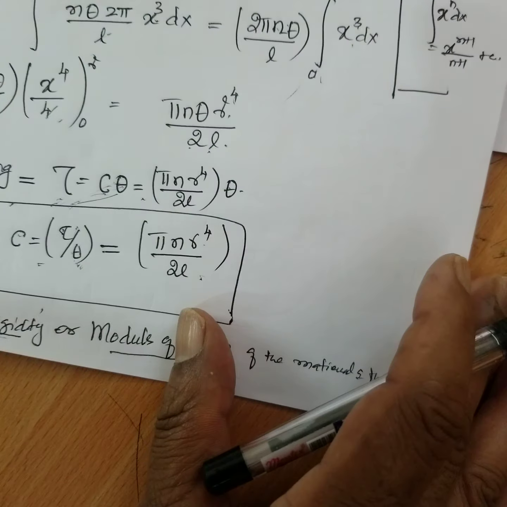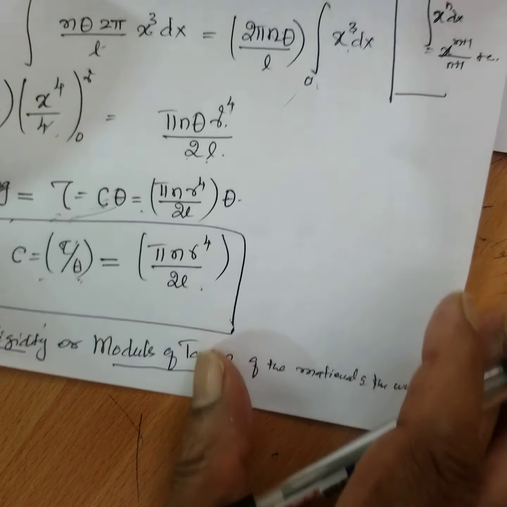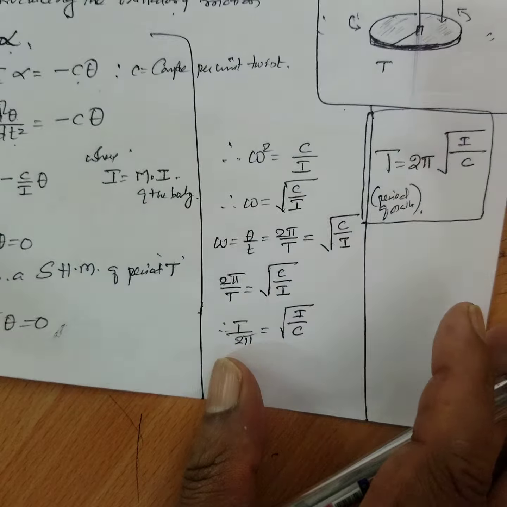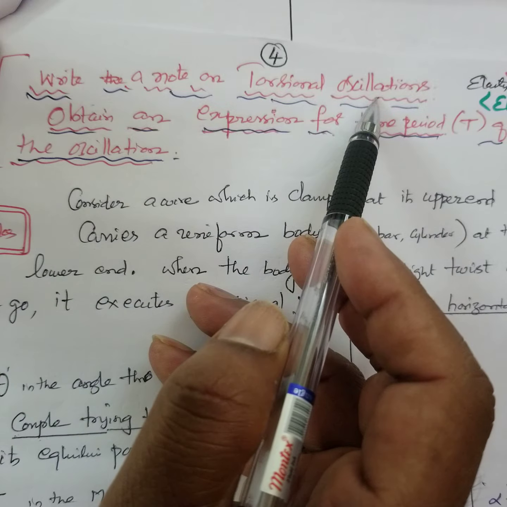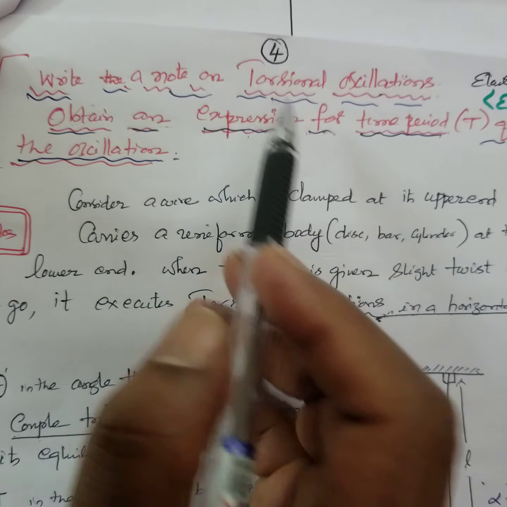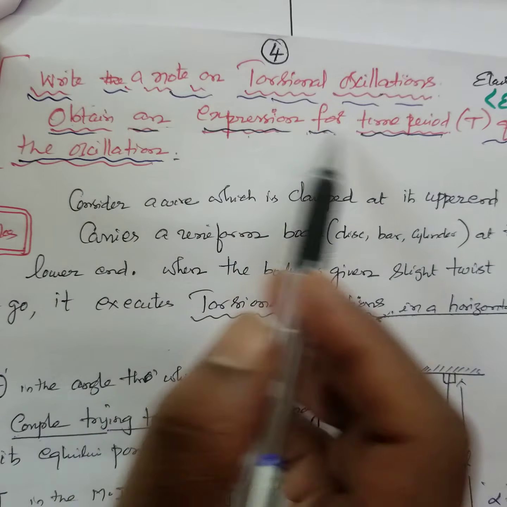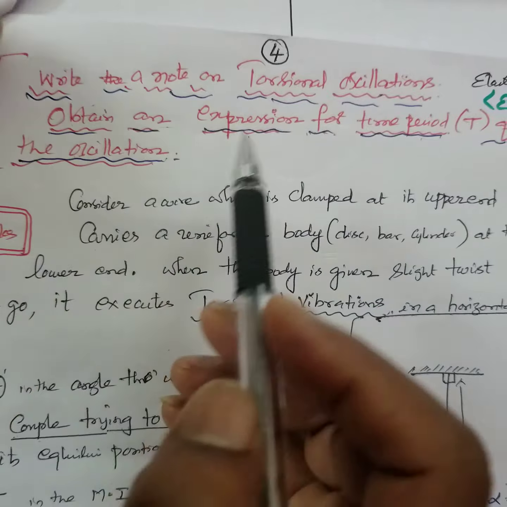After this, what happens next? This derivation is over. Next, write a note on torsional oscillation. Obtain an expression for the period of the oscillation. See, there are two types of oscillation. There are different types of oscillations we come across.